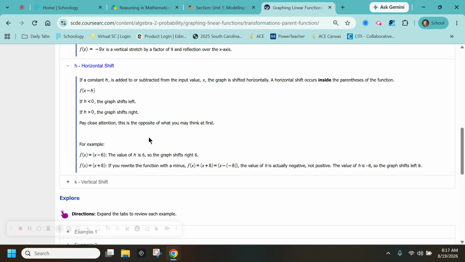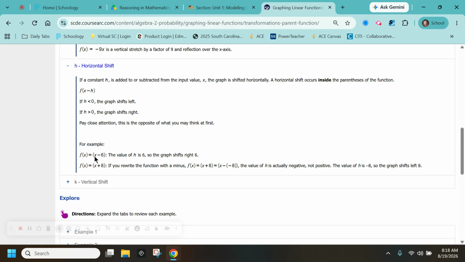Horizontal shift. This is kind of backwards from what you typically think because of this minus in our formula. So if a constant h is added or subtracted to the input value x, the graph is shifted horizontally. So a horizontal shift occurs inside the parentheses of this function. If h is less than 0, the graph shifts left. If h is greater than 0, the graph shifts to the right. So pay close attention. This is the opposite of what you may think happens at first.